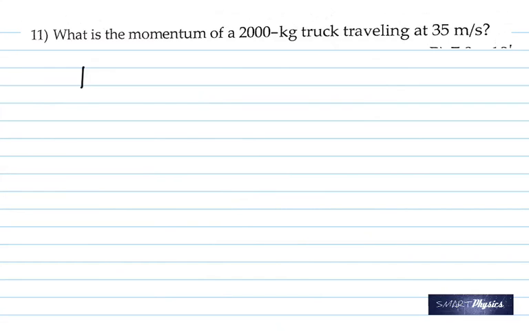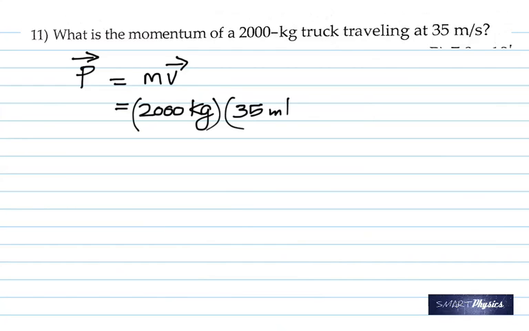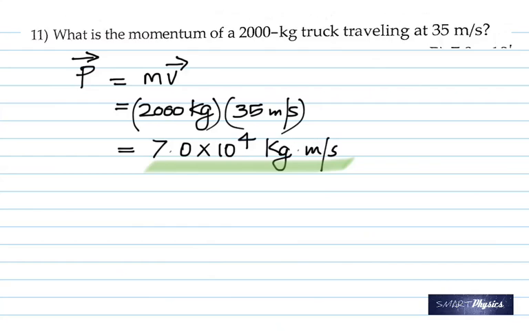This one is a direct question. What is the momentum of a 2000 kilogram truck traveling at 35 meter per second? Momentum is just the product of mass and velocity. Multiply the two numbers because they're already in their proper units. And you get 7 times 10 to the 4 kilogram meter per second.